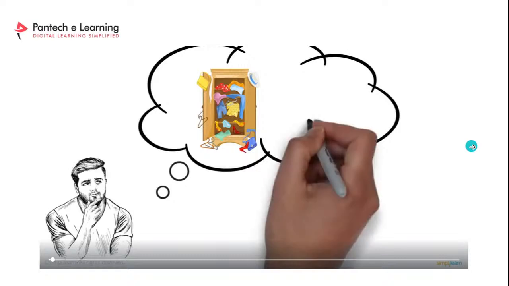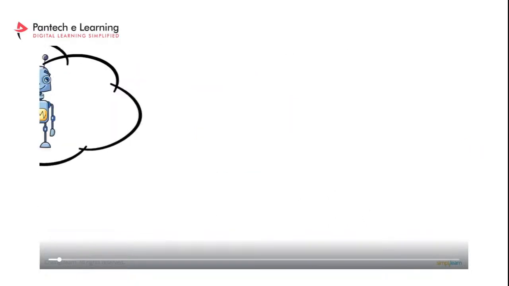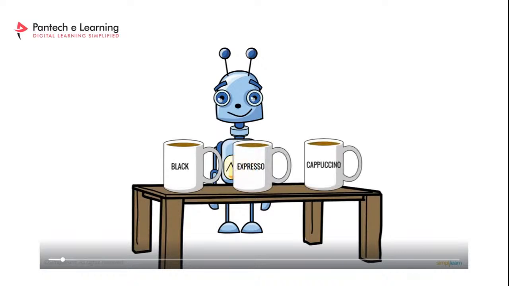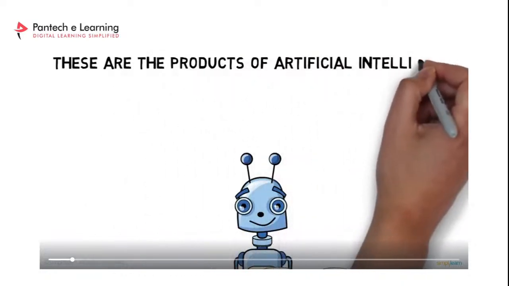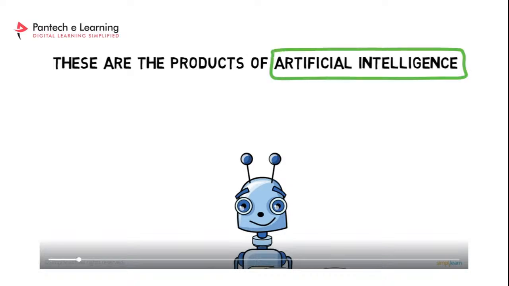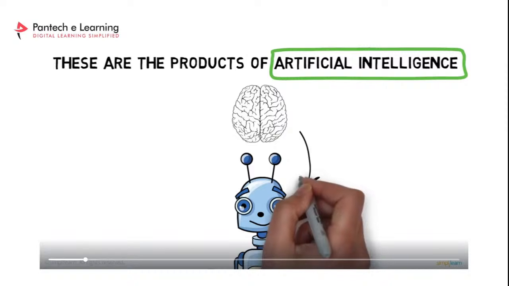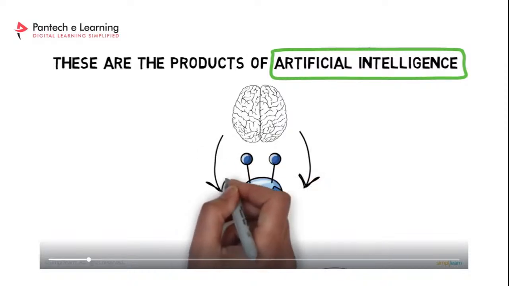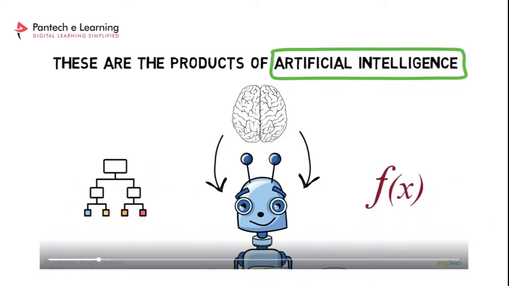Picture this, a machine that could organize your cupboard just as you like it, or serve every member of the house a customized cup of coffee. Makes your day easier, doesn't it? These are the products of artificial intelligence. But why use the term artificial intelligence? Well, these machines are artificially incorporated with human-like intelligence to perform tasks as we do. This intelligence is built using complex algorithms and mathematical functions.